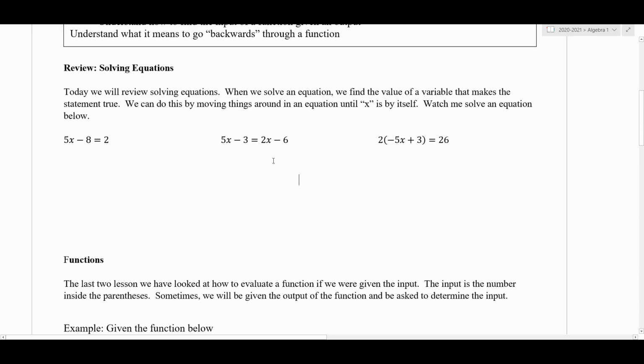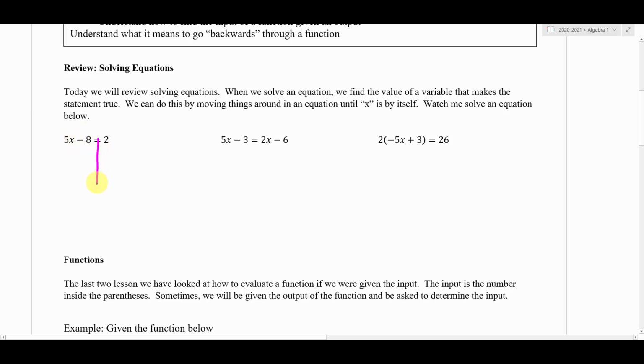And so we're talking about that. So what does it mean to solve an equation? It means that we're trying to find a value of x that makes this statement true. So I want to find a value of x such that if I were to plug it in, I would get a 2 over here on the right hand side. Okay, and an easy way to figure out how to do that is to move things around in the equation. So move things from side to side until we get the x by itself.